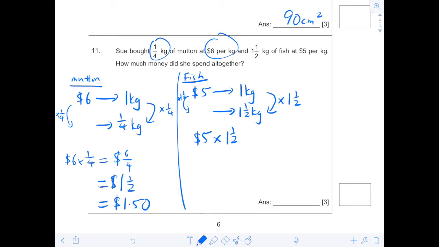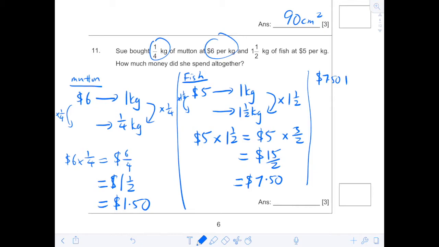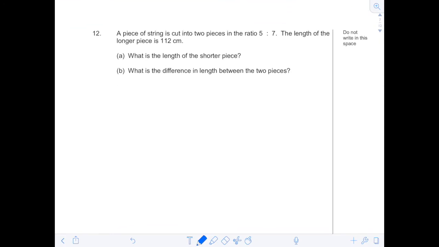So in the working here, all you need to do is take the $5, multiply by 1.5 kg. First, when you're multiplying, always change your mixed number into improper fractions. So you get times 3/2, and from here you get 15/2. Then you get $7.50 when you change it to fractions. So all you need to do now is to add up these two together. You get $7.50 plus $1.50. Answer will give you $9.